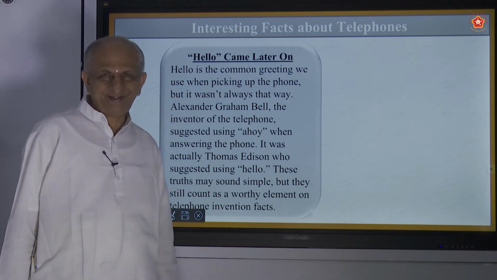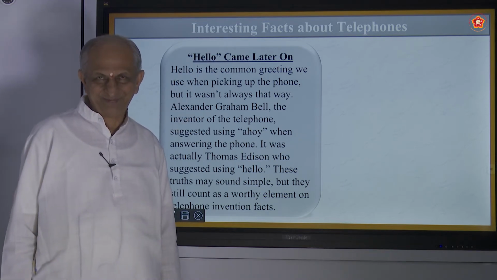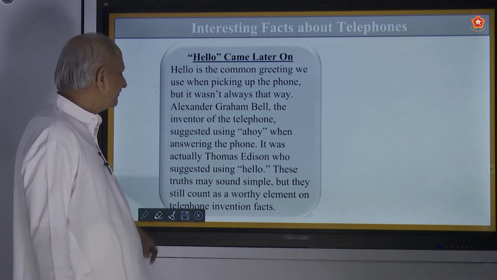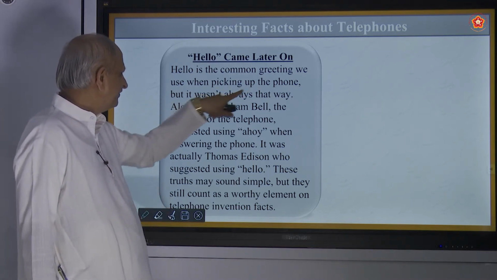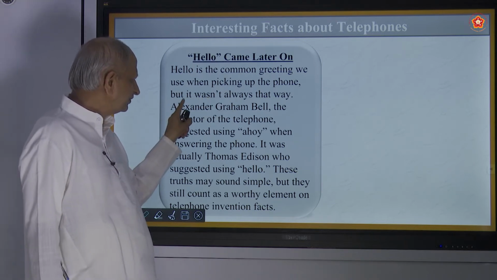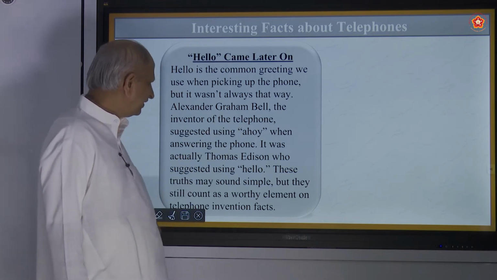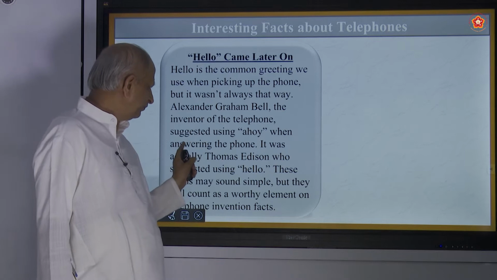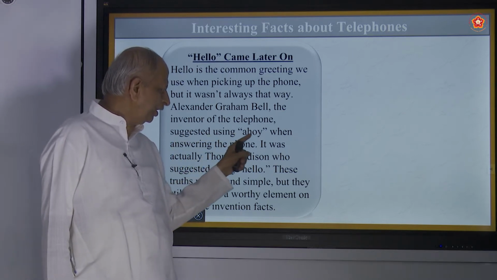Hello, that is one voice which you hear. When you say hello, you must know it is a common greeting we use when picking up the phone. But it was not always that way. Alexander Graham Bell, the inventor of the telephone, suggested using ahoy.